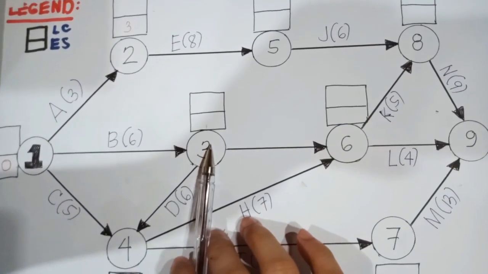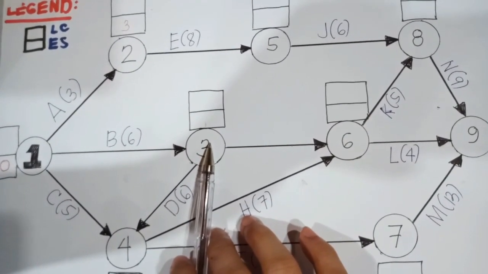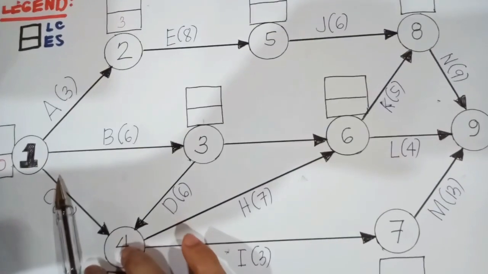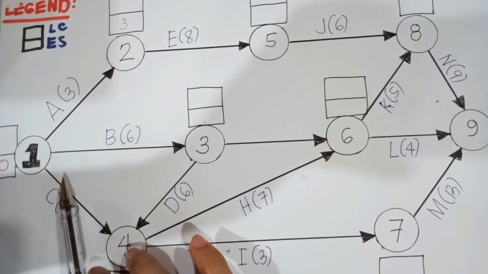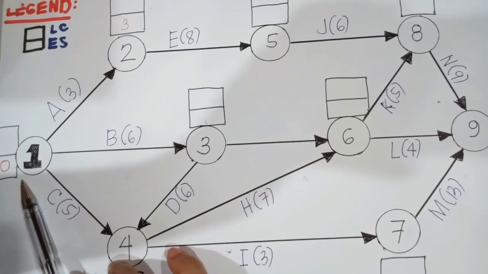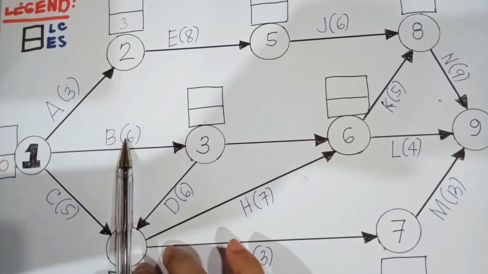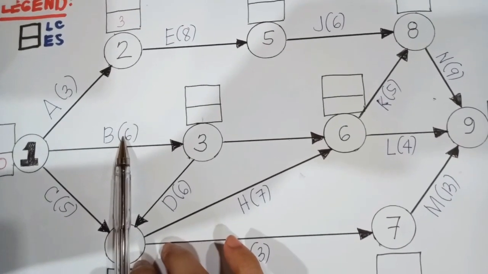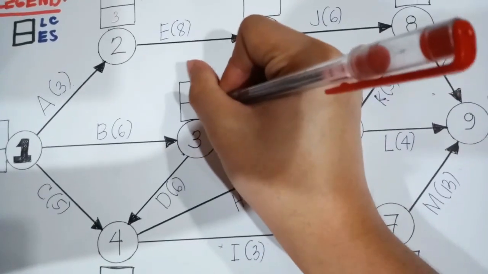For node number 3, it is the same process: the earliest start time of the starting node plus the duration. The earliest start time of node 1 is 0 plus the duration of 6. Therefore, our earliest start time for node number 3 is 6.